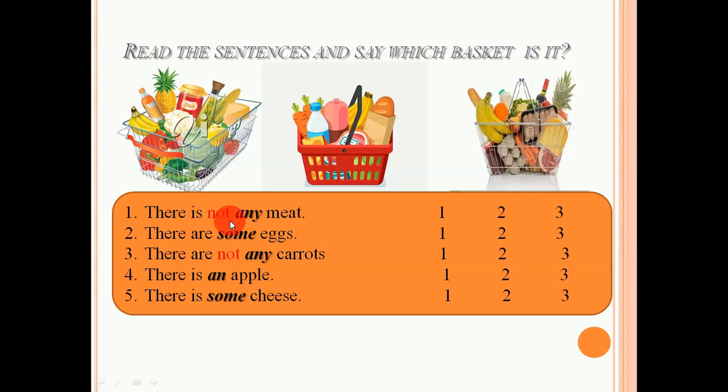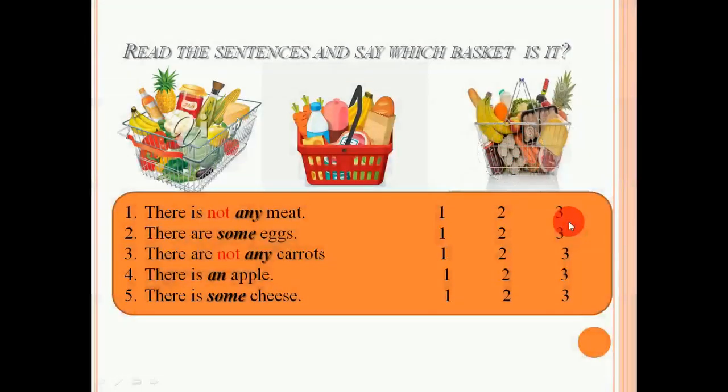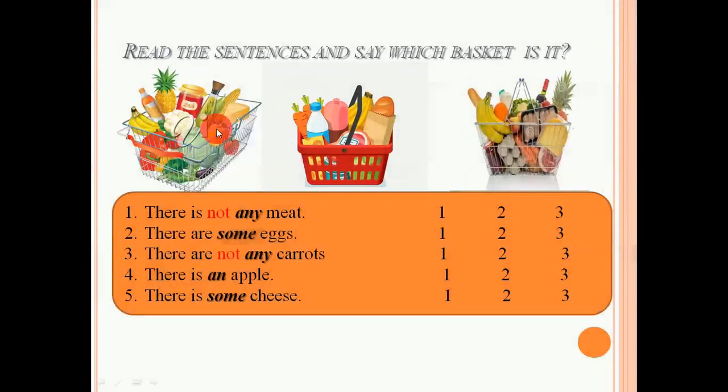There are some eggs. No eggs here. No eggs here. There are some eggs in basket number 3. There are not any carrots. Some carrots here. Some carrots here. And no carrots in basket number 1. So there are not any carrots in basket number 1.